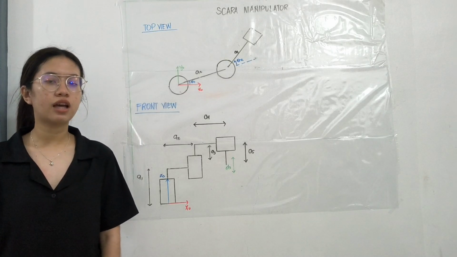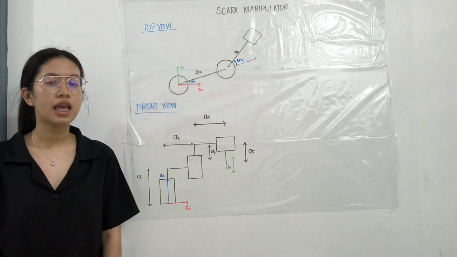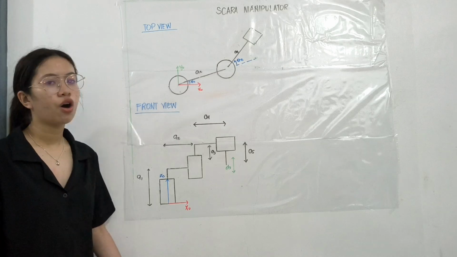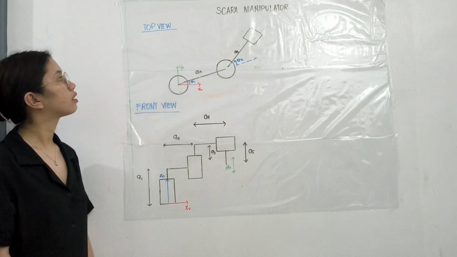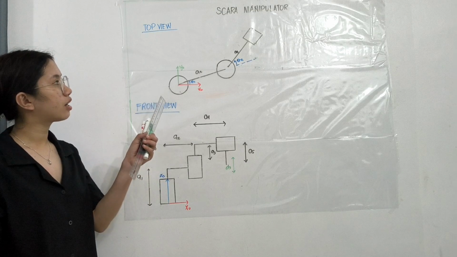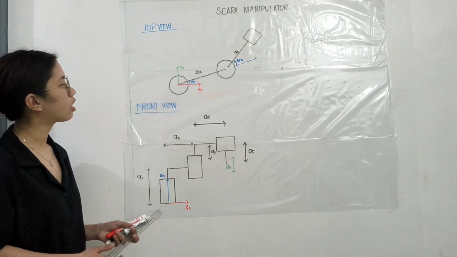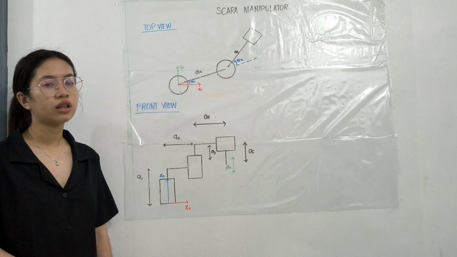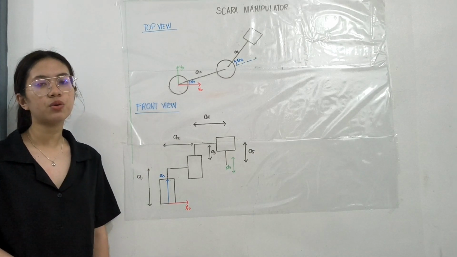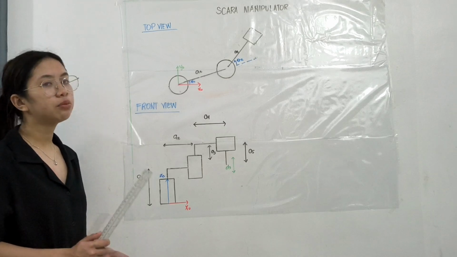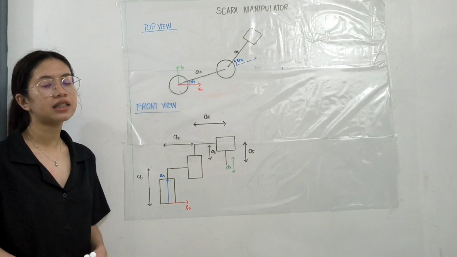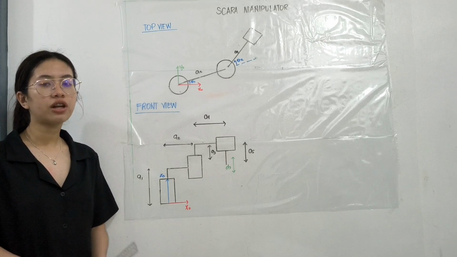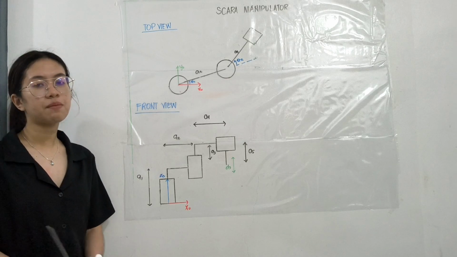Now, we will choose the elbow down in the Scara manipulator, the positive angle. Now we can start the derivation of our inverse kinematic solution. So, we have here the Scara manipulator, the top view and the front view. So we will start the derivation in the top view. At the top view, it is an elbow down, and we will use a positive angle to make use of our trigonometric function for our inverse kinematics.